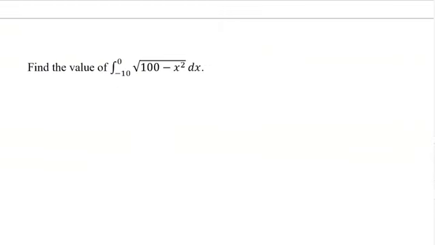Okay, next we've got another integral. And this one does not look obvious. But you know how to take this one. You have probably done this problem before at some point in your lives. Does anybody know what the graph of the square root of 100 minus x squared looks like? Yeah. Okay, so let's figure out what it's going to look like. I'm going to say y equals the square root of 100 minus x squared.